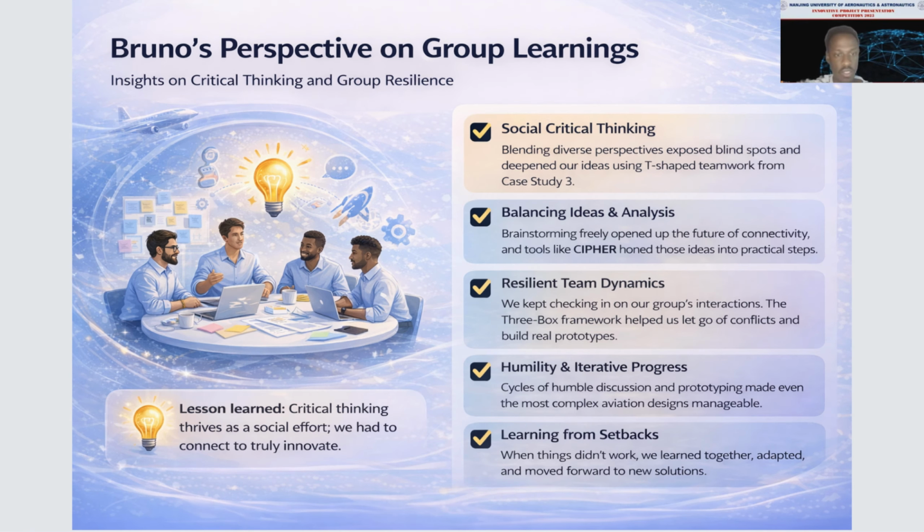My reflections on our group work center on the social and resilient nature of real innovation. Practice what I call social critical thinking. By blending our diverse perspectives, we actively exposed our individual blind spots and deepened our collective ideas, much like the T-shaped teamwork. A key part of our process was balancing raw ideas with rigorous analysis. We began by brainstorming freely to imagine the future of connectivity, and then used structured tools like the IFA method to refine those visions into actionable, practical steps.